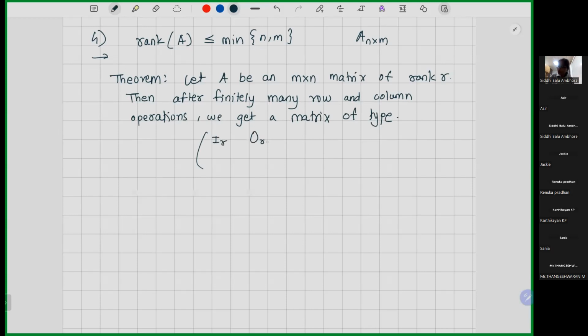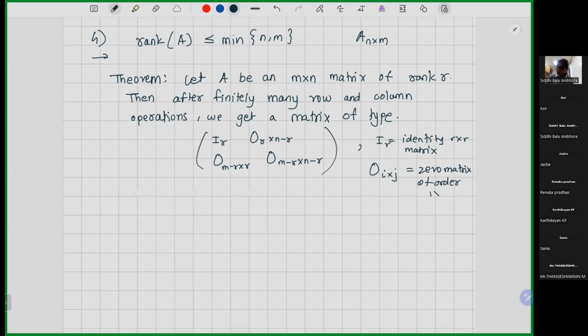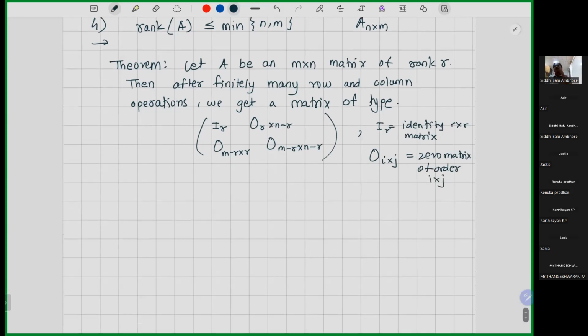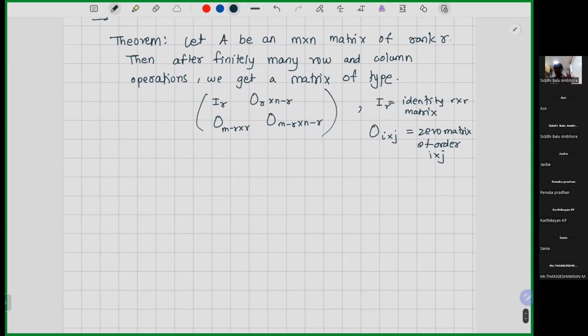This is 0 of order R cross N minus R, 0 of order M minus R cross R, 0 of order M minus R cross N minus R. So this I is the identity matrix, I_R, the identity R cross R matrix, and this 0 of order I cross J is the 0 matrix of order I cross J. Okay. So this is the statement given to us.